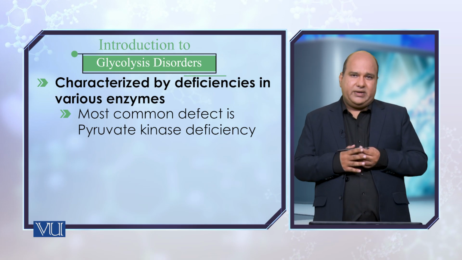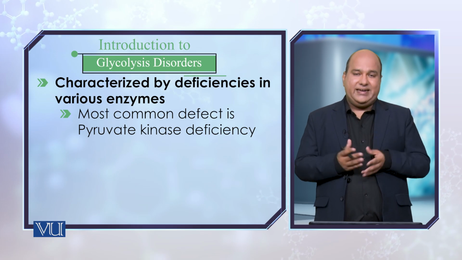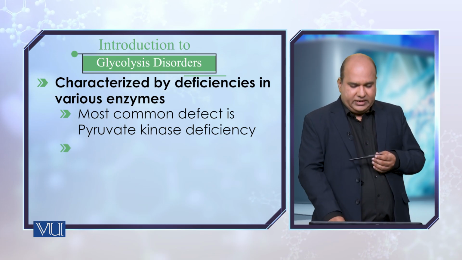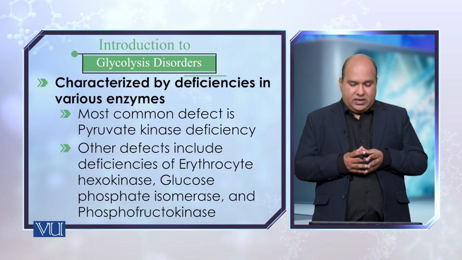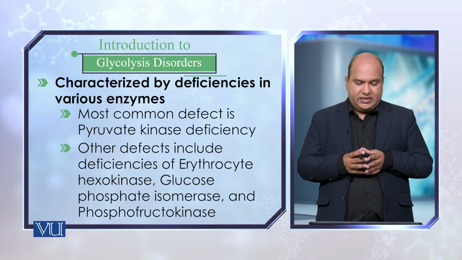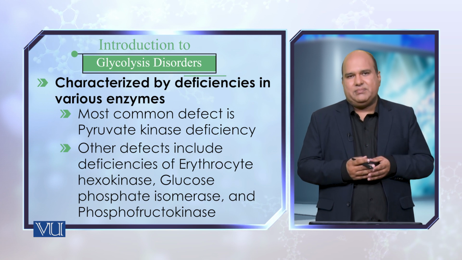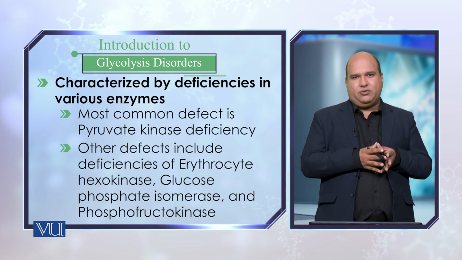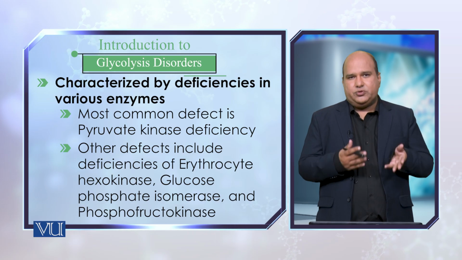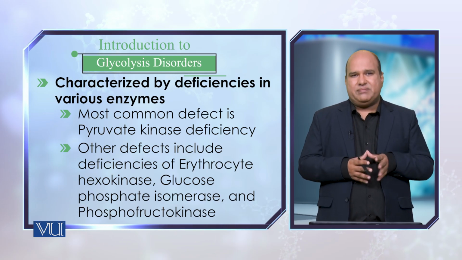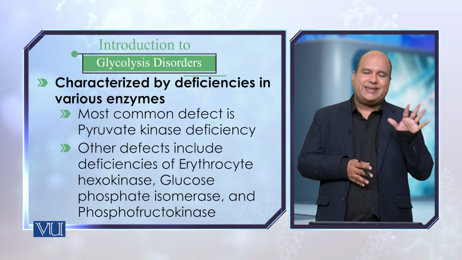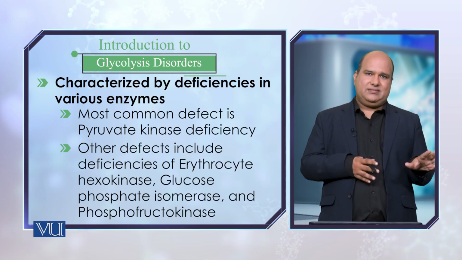One of the most important is pyruvate kinase deficiency. In addition, there are other enzymes also, glucose phosphate isomerase, phosphofructokinase, and so on and so forth. I mean, any enzyme which is part of the glycolytic pathway, if it is mutated, if there is any problem in that enzyme, definitely it will have clinical implications. Keep this thing in mind.